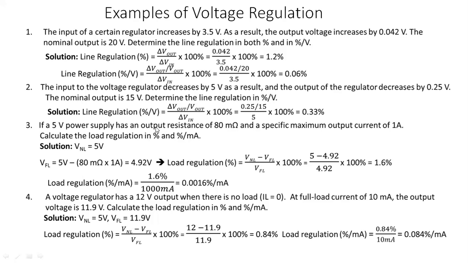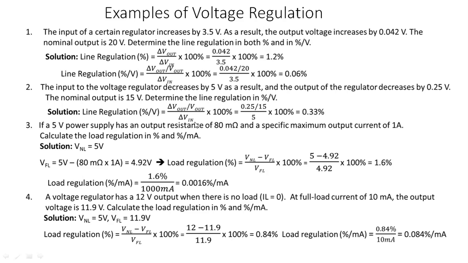Here we are supposed to solve the third question. What is the question? If a 5-volt power supply, it means the voltage is 5 volt, has an output resistance of 80 milliohm and a specified maximum output current. Output resistance and output current are given, so you can derive the voltage drop, because according to Ohm's law, V equals IR.